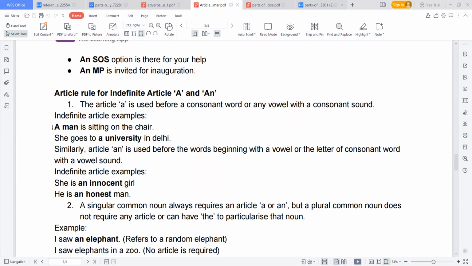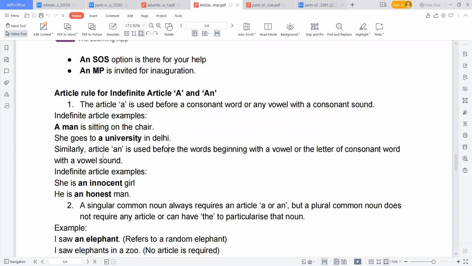Now, look at the first example. A man is sitting on the chair. If we have a blank here, we look whether there is a noun after the blank. No, that means a noun will come. So, a man is sitting on the chair. Next, she goes to a university in Delhi. University starts with the vowel U, but it sounds like 'yoo', not 'u'. That's why with university we use a, not an.